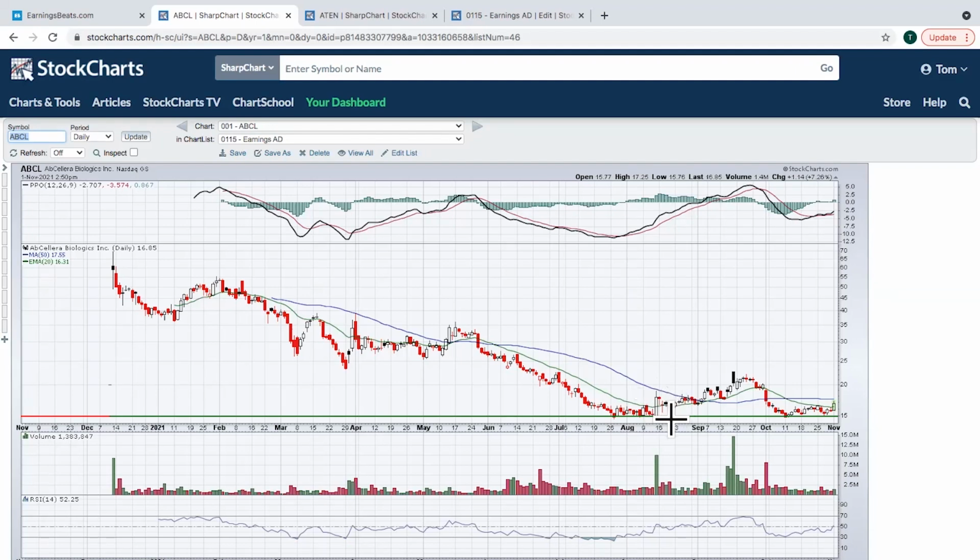Now it pulled back, got very close to the bottom here, and then actually made a pretty good run. So it certainly could have been a trading candidate. Then it came back down, hit support, and now it's starting to turn back up again. But that was number one.